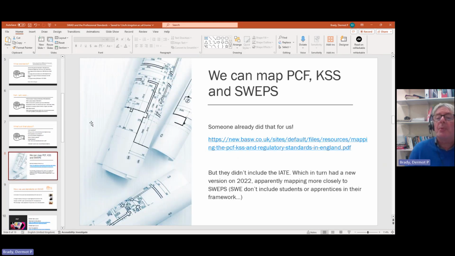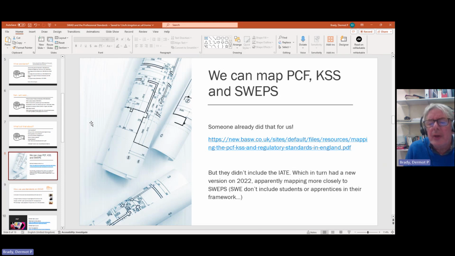But for our purposes, first of all, mapping of PCF, KSS, and SWEPS has already happened. BASW did that. Nice, shiny PCF document. If you want to click on the link there, you can find that. But they did not include IATE. And I wouldn't give them too hard a time for that. When they were doing that piece of work, apprenticeships were a relatively new phenomenon. I think they've developed quite a bit since then, but nonetheless, they were not included.